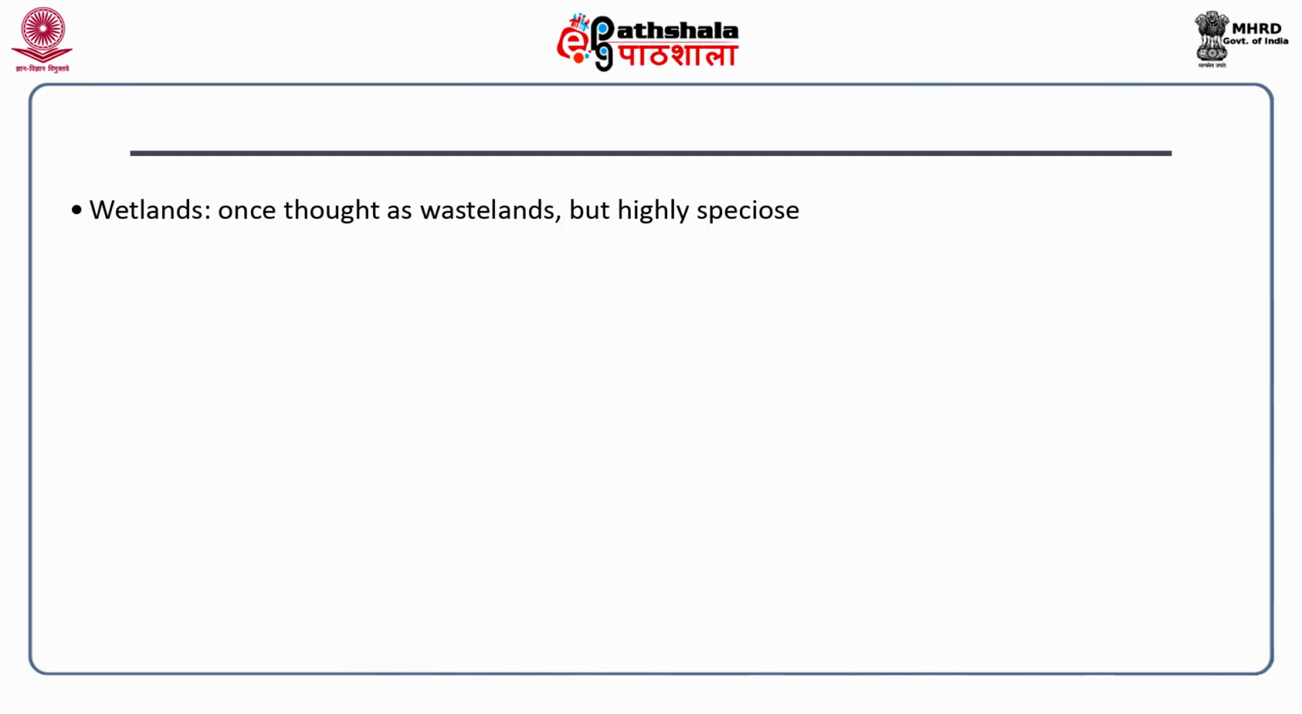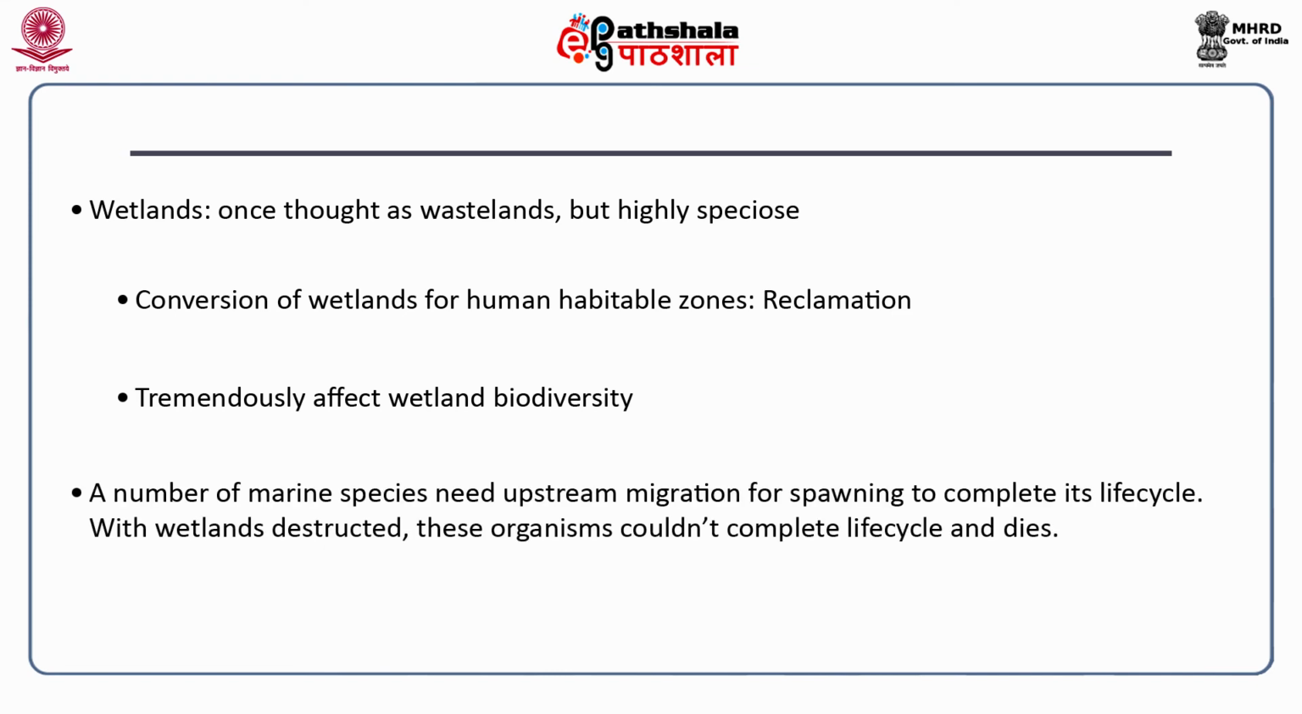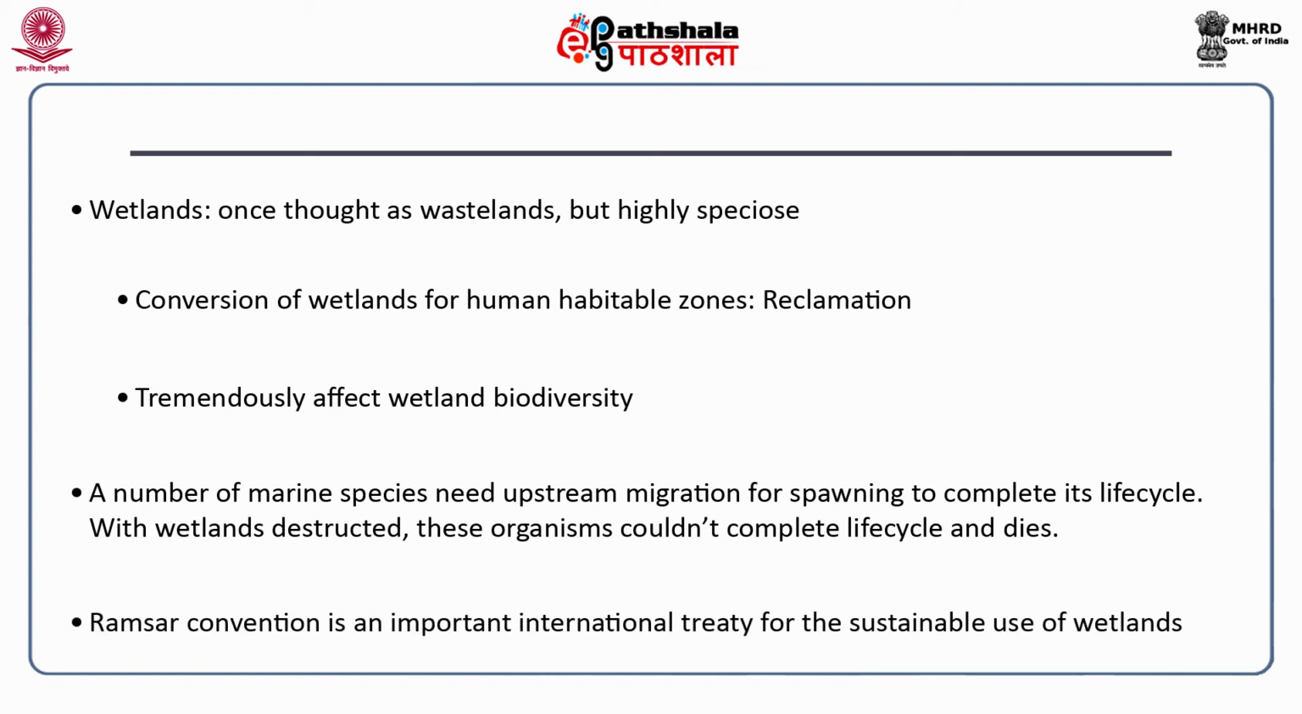Wetland was once thought to be wasteland but is highly speciose. The conversion of wetlands into human habitable zones is known as reclamation. Reclamation tremendously affects wetland biodiversity. A number of marine species need upstream migration for spawning to complete their life cycle. With wetlands destroyed, these organisms cannot complete their life cycle and die. The Ramsar Convention is an important international treaty for the sustainable use of wetlands.